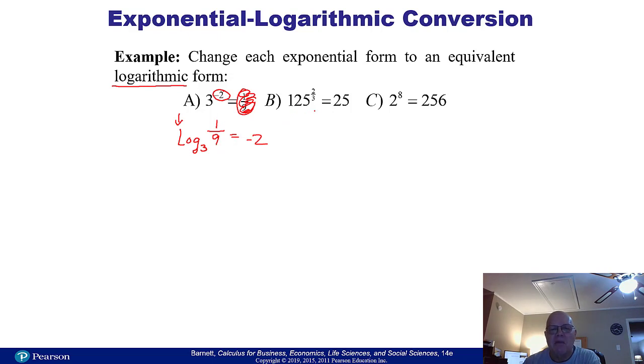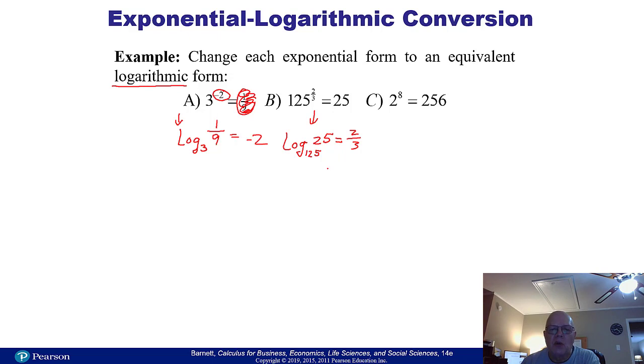Let's see if I can keep from screwing up this one. So I want to write it as a logarithm. What's the base? 125. So put a 125 in the basement. It is an exponent. What's the exponent? 2 over 3. And what number goes here? 25. And you can write it again.